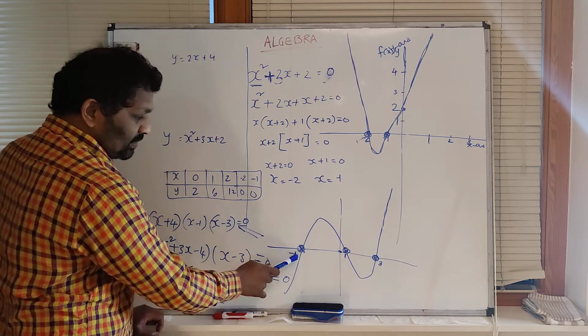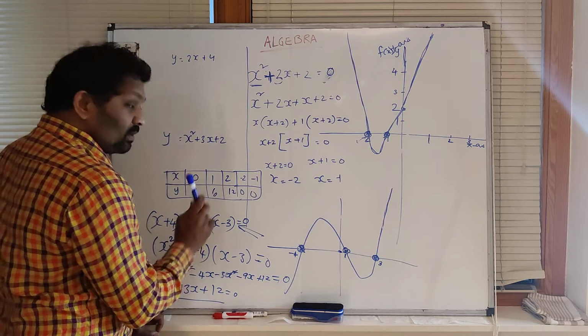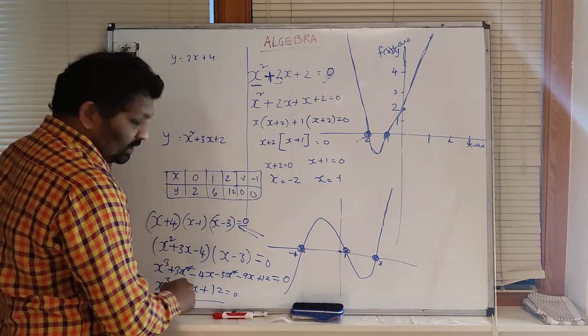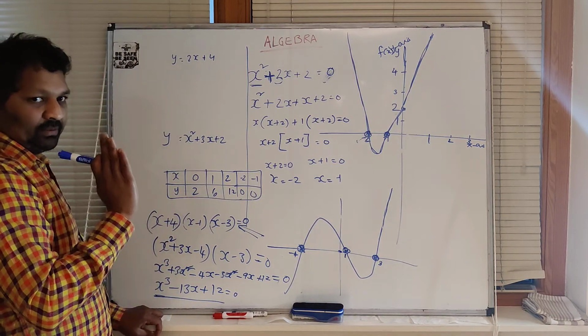x plus 4, because we have -4 as a root, is one of the factors. x minus 1 is another factor. x minus 3 is another factor. So when we multiply all these three, we got an equation where the maximum power of x is 3.